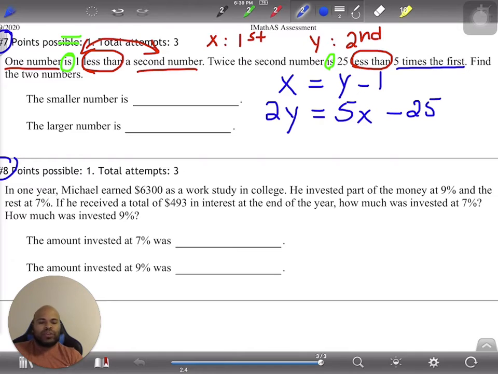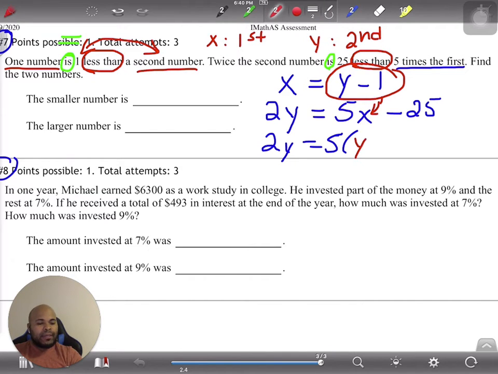I just wrote a system of equations, and I'm going to use substitution. Easiest thing to do here is to use substitution because the x is very easy to solve for. Okay, so what I'm going to do is plug in wherever I see the x. I'm not going to write x. I'm going to write down what x equals. Okay, so I'm going to write 2y equals 5(y minus 1) minus 25.